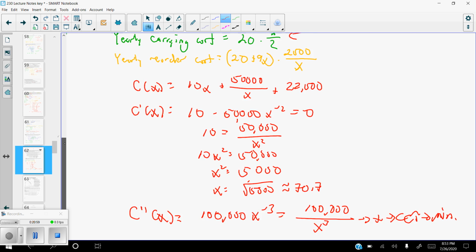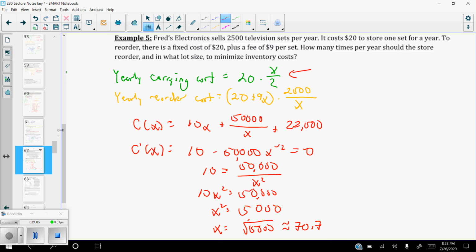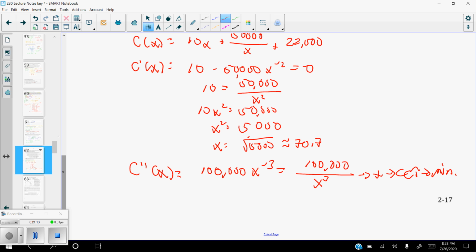Did it ask us for the actual value? How many times per week, I'm sorry, how many times per year should the store reorder, and in what lot size? Okay. So now we know that we're going to reorder 70.7 sets. Obviously, it's probably going to be rounded to like 71 or maybe rounded down to 70. And then let's see how much that would actually be. Let's just say it's 71, because I think you would round that up and order one extra as opposed to one less.